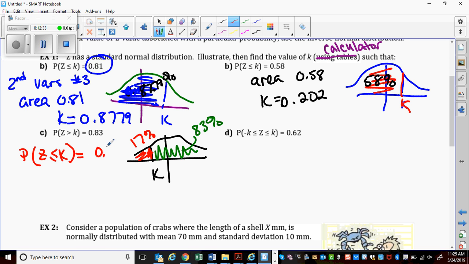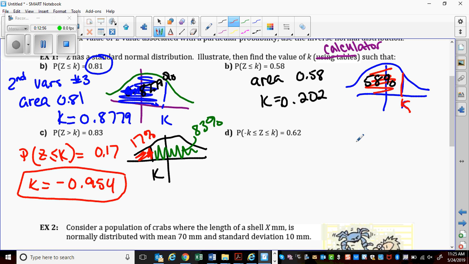And then put 0.17. So when we go to second vars, press number 3, the area you need to put in there is 0.17. Everything else should be the same, and your k will be accurate. It's negative because it's on the left-hand side of the mean. So this is negative 0.954.